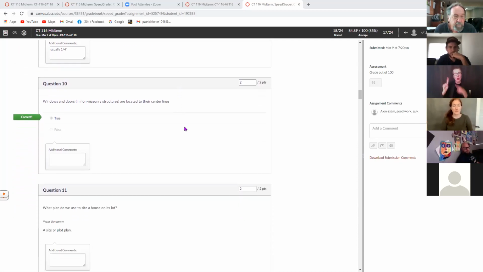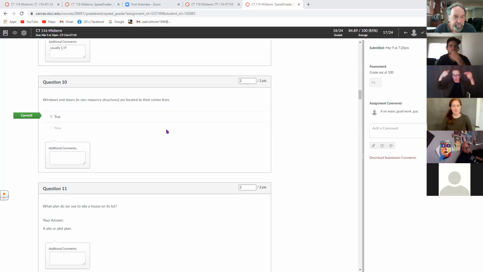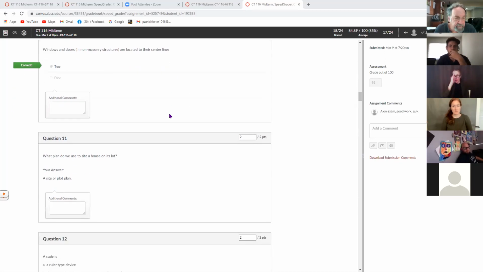Okay, number 10, windows and doors in structures that don't have masonry walls are located to their center lines. And that's just a standard that everybody should know because that's what they do.